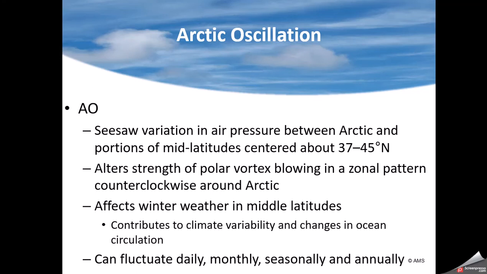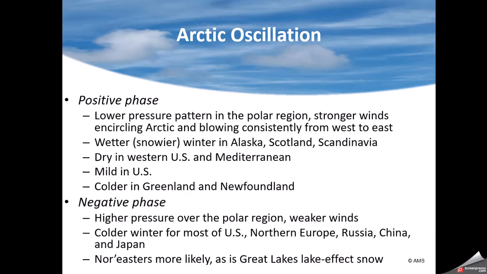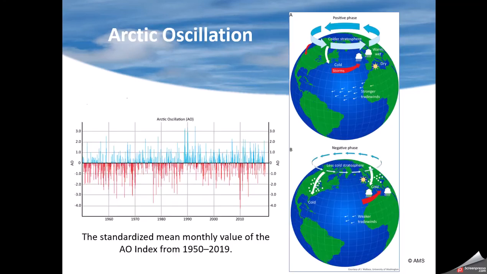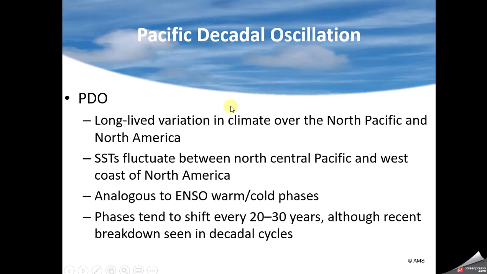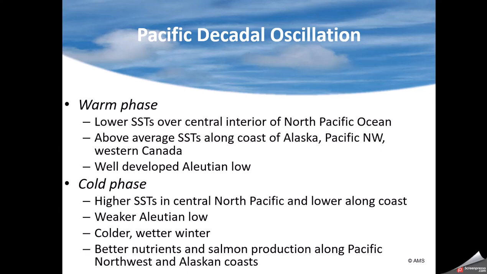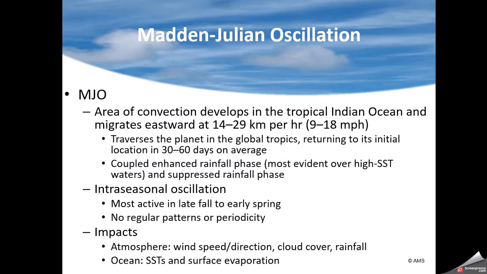Another oscillation is the Arctic oscillation, which impacts our weather. Positive and negative phases of it, depending on how cold the stratosphere is. There's a Pacific decadal oscillation as well, warm phase and cold phase. There's something called the Madden-Julian oscillation.